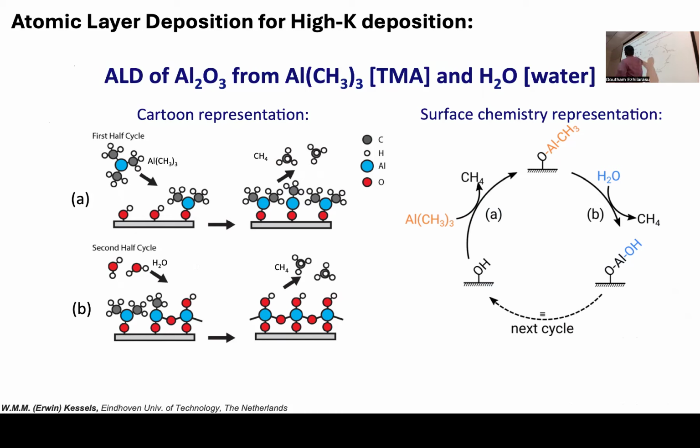In the second half reaction, you expose it to water or oxygen plasma, and then the methyl group goes away, and you end up getting an aluminum oxide. That completes one molar layer of aluminum oxide. Then in the next cycle, you expose it to trimethyl aluminum, it comes and bonds to the oxygen, and you keep repeating that process to grow the aluminum oxide one layer at a time.